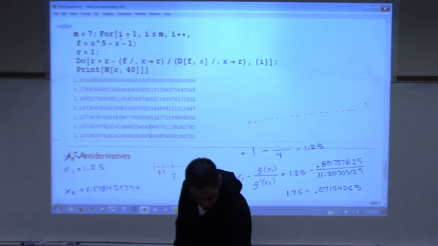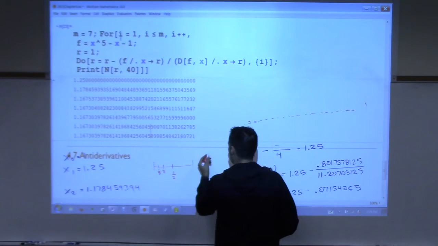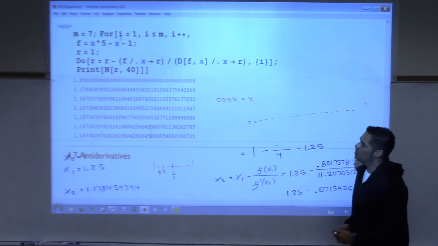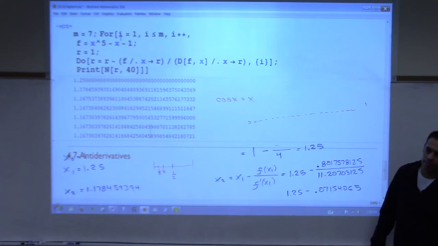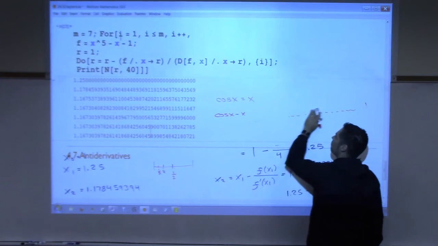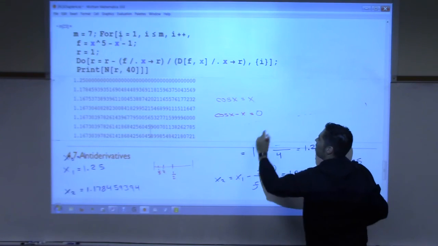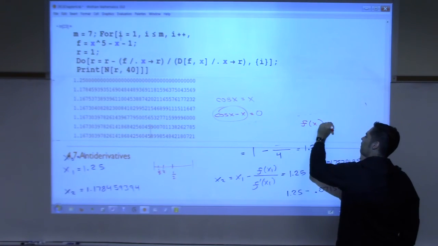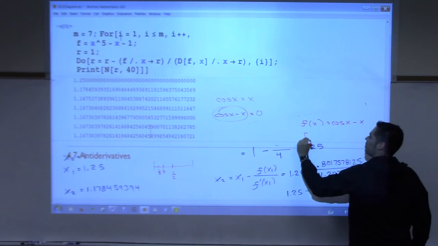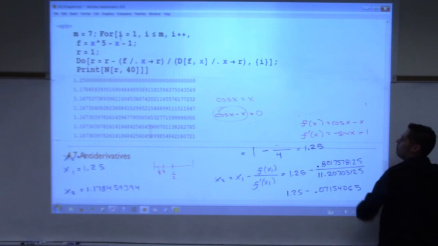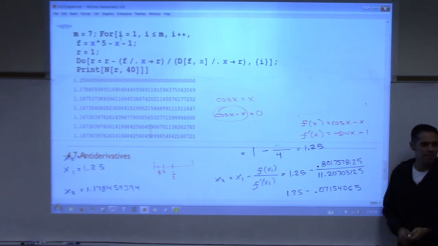And this is why you can solve equations like the classic equation cosine x equals x. You can't solve that algebraically. There's no way to do it. But if you move the x to the other side, it becomes cosine x minus x equals 0. And now this is your function. So your function is this. The derivative is this. And start plugging away with Newton's method. And you'll get your solution. And that's what your computer does.